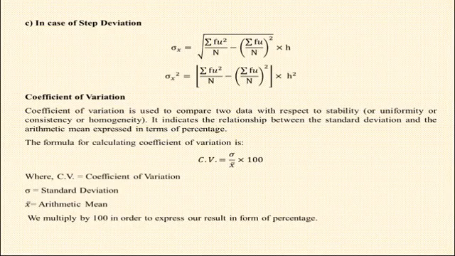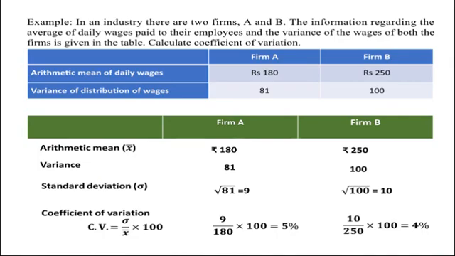In order to understand variance and coefficient of variation, let us go through this example. Here, the average salary of firm A is rupees 180 per day. That is, the arithmetic mean of firm A is 180 and that of firm B is 250. The variance of the distribution of wages of firm A is 81 and firm B is 100. We have to find the coefficient of variation of firms A and B.